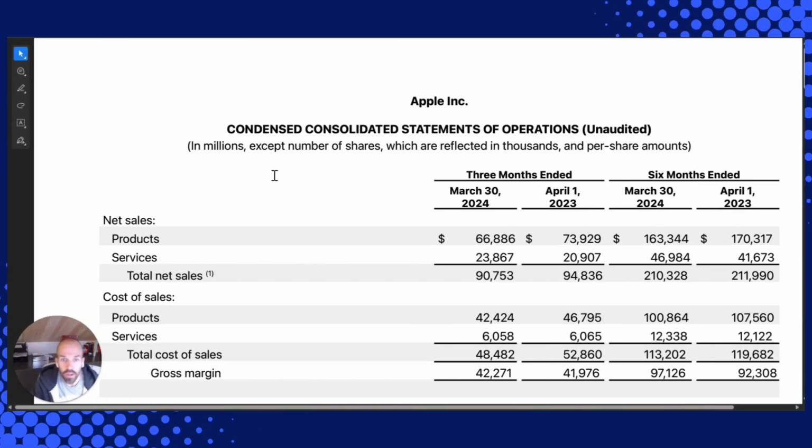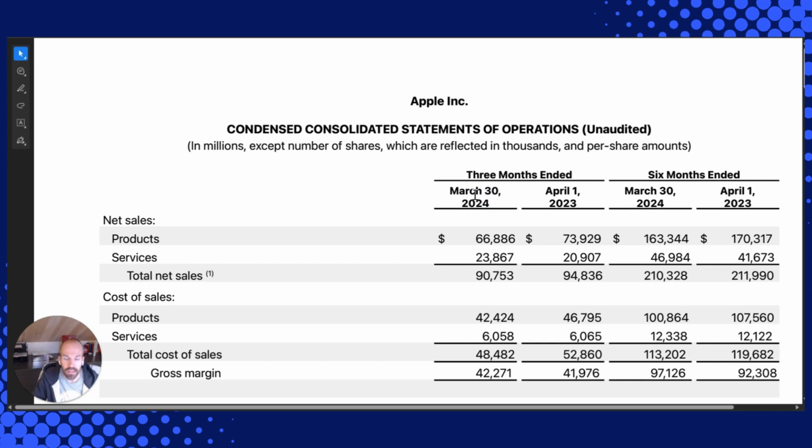In this video, we're going to look at what an income statement is and break down the different components. And what better way of doing that than actually looking at Apple's financials? So this is the recent financials that were disclosed from Apple for the quarter ended March 30th, 2024. So you can see that here.